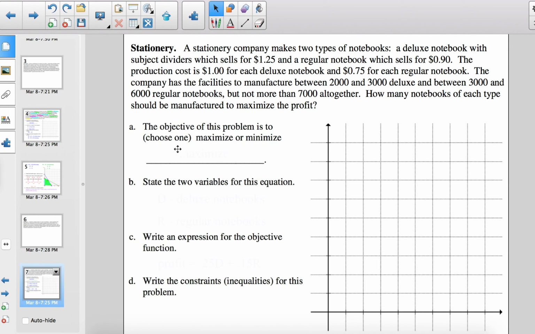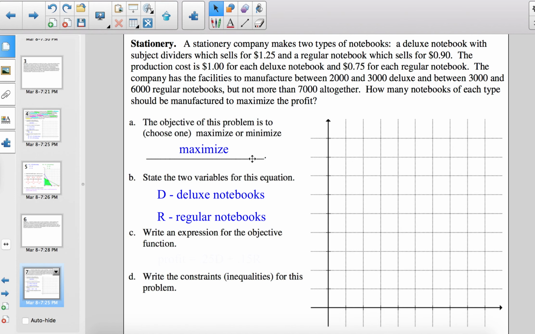Okay, so again, we structured it for you, so we're going to answer all of these questions together. So it's not just doing this question by yourself. So first off, are we maximizing or minimizing? Well, we are maximizing right there. Okay, the 2 variables. So I'm talking about notebooks. I got a deluxe one and a regular one. So if it's okay with you, I'm going to call it D and R.